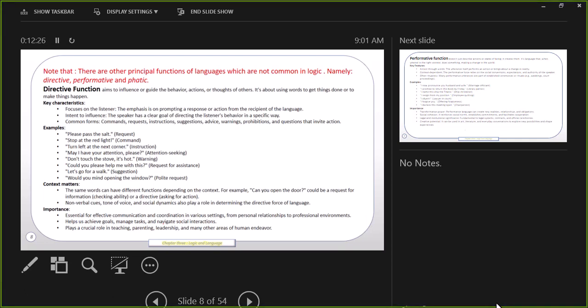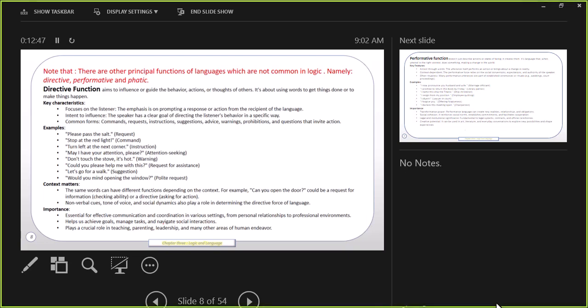Directive function aims to influence or guide the behavior, action, and thought of others. It's about using words to get things done or to make things happen, such as focus on the listener, to influence, to direct, right? Common forms: commands, requests, instructions, suggestions, advice, warnings, prohibitions, cautions that invite actions are directive functions.